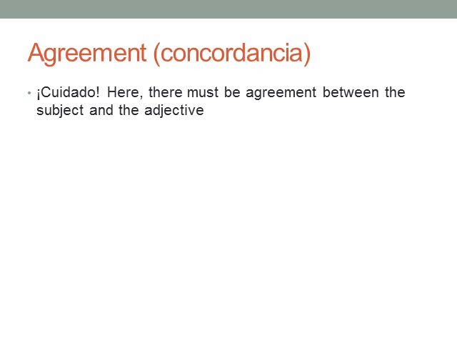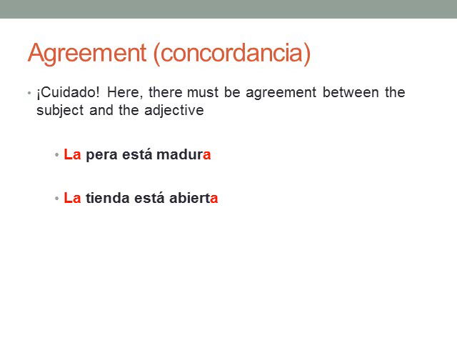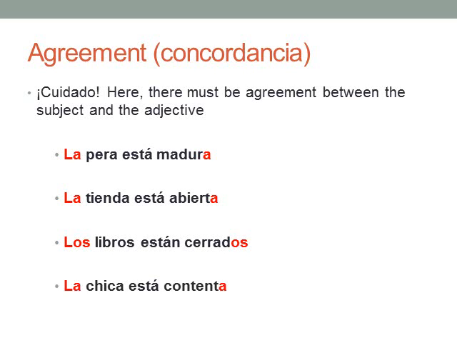Now, we have to be careful because we do need to take into consideration something called concordancia, which is agreement between the subject and the adjective. Always. Never an exception to this. For example, la pera está madura. Feminine, pera, madura, feminine. La tienda está abierta. Los libros están cerrados. Always be on the watch out for agreement when you're using these verbs. Generally in Spanish, we have agreement a lot more than we do in English. Or la chica está contenta.